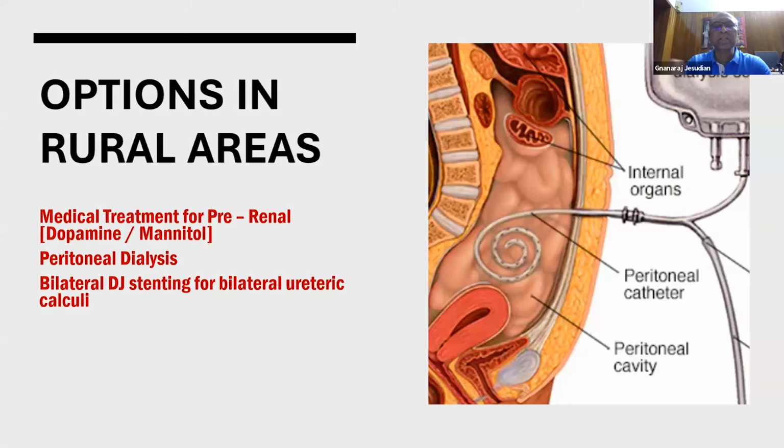So, summarizing, what are the possibilities of treating acute renal failure in rural areas? The first thing that you need to do is give adequate fluids to make sure that there is enough volume. If the blood volume is not maintained, you can give medicines like mannitol, which tends to keep the blood volume and prevent the losses. And dopamine, which again is a vasodilator, helps in renal vasodilatation.